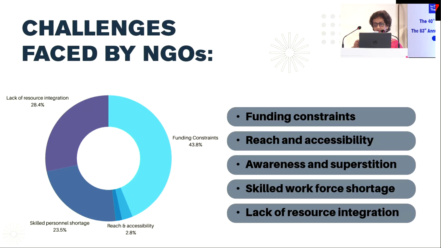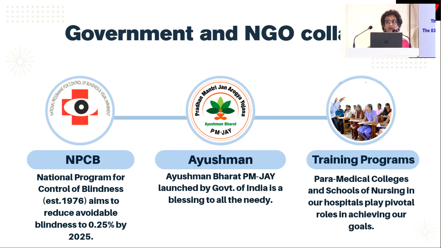Then, surgery is the only answer to cataract, we tell the patients, and glasses will improve the quality of life of patients with refractive error. Skilled workforce shortage. It is not an issue in our hospital, because of the availability of a paramedical college and college of nursing, but certainly for other NGOs it is. So government and NGO collaboration is very important. NPCB aims to reduce avoidable blindness to 0.25% by 2025, and the chief of DBCS, that is the Chief Medical Officer, really collaborates well with us.